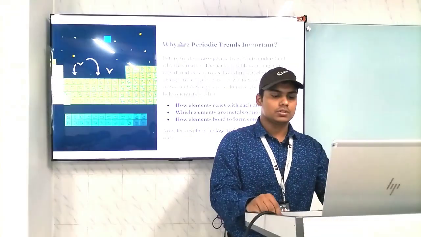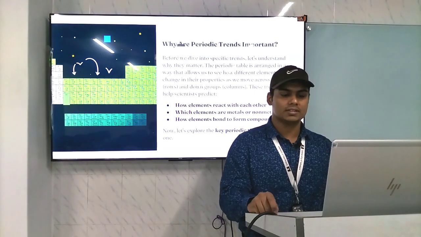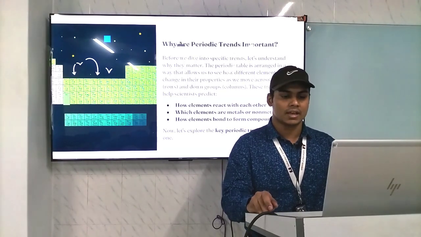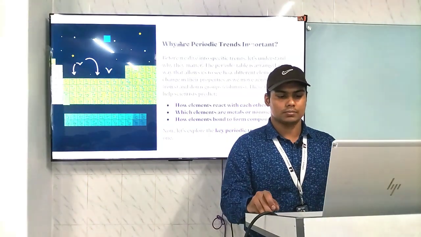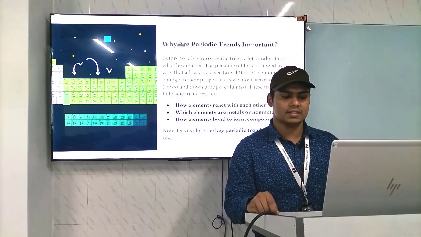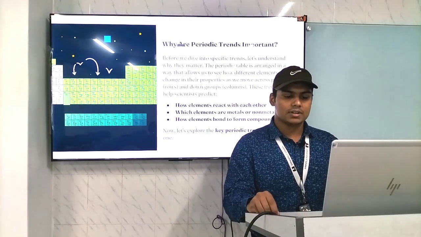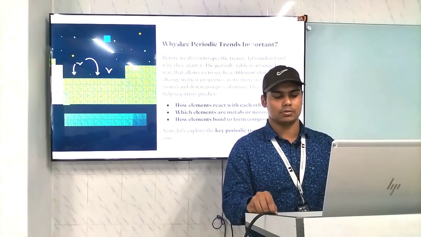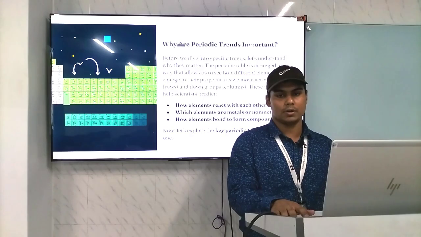Before we dive into specific terms, let's understand why they matter. The periodic table is arranged in a way that allows us to see how different elements change in their properties as we move across rows and columns. This trend helps scientists predict how elements react with each other, which elements are metals and non-metals, and how elements bond to form compounds. Now let's explore the key periodic terms one by one.